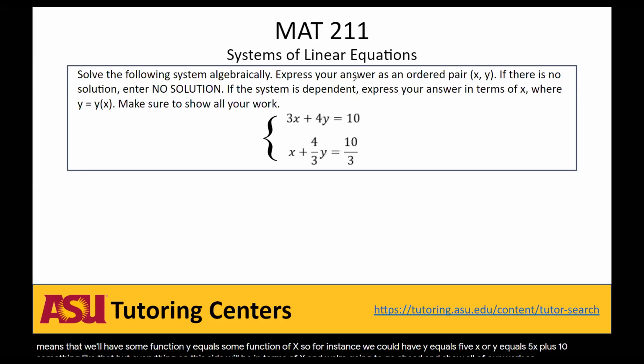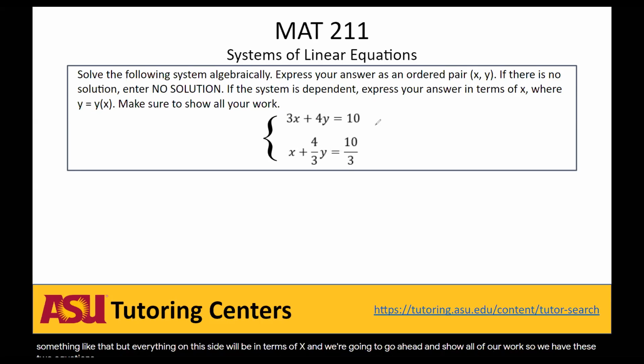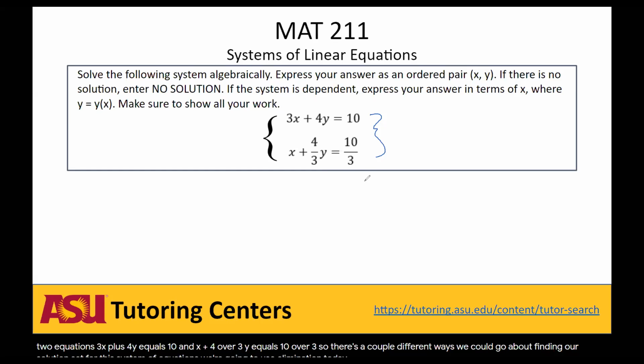So we have these two equations, 3x plus 4y equals 10, and x plus 4 over 3y equals 10 over 3. So there's a couple different ways we could go about finding our solution set for this system of equations. We're going to use elimination today. Elimination means that we are adding some multiple of the equations together to get rid of one of the variables.